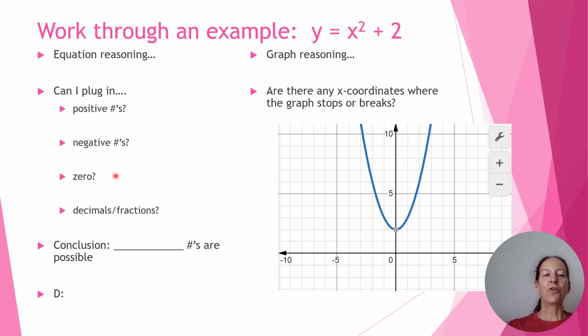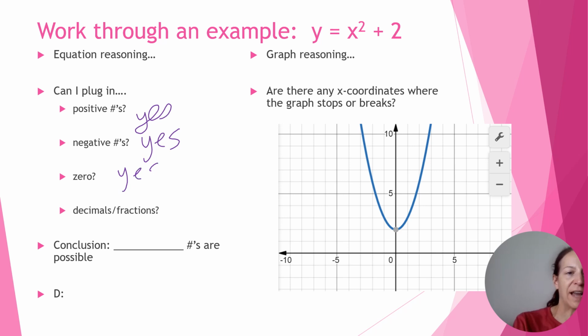So you can. Could I plug in decimals and fractions? Like, could I take 1/2, square it, and then add 2? Yep. I mean, I don't want to, but that's not the question being asked. It's like, could I take 0.1 or 1.3 and plug it in and square it and then add 2? And so the answer to all of those was yes. There wasn't an issue with any of those. So yes, yes, yes, and yes. So the conclusion is that all numbers are possible.